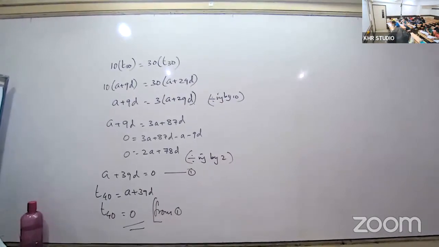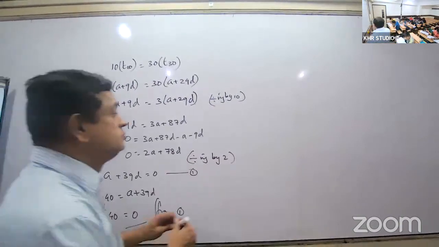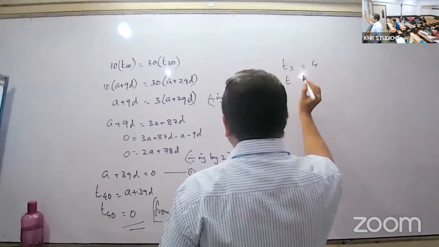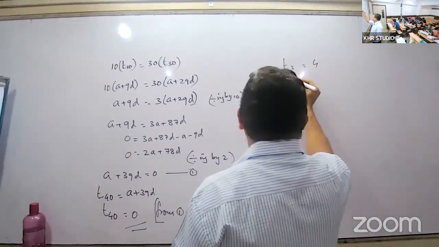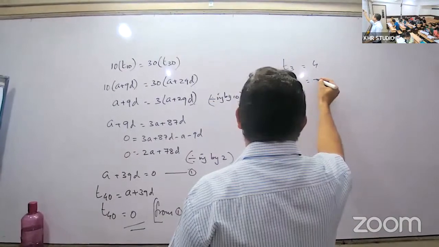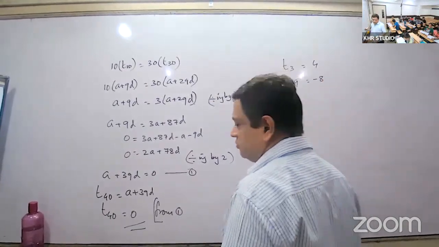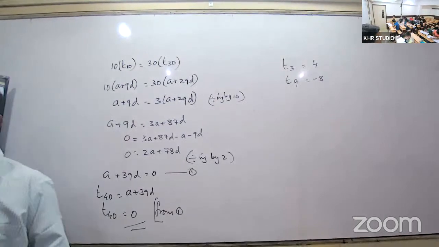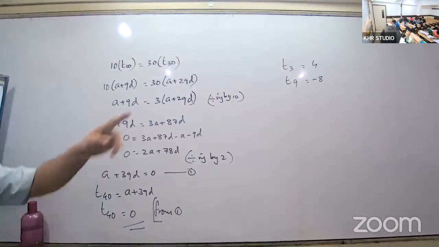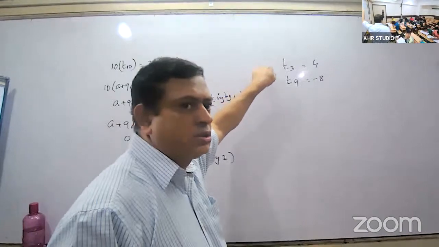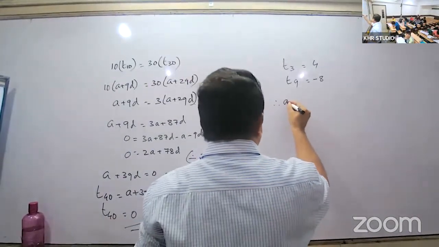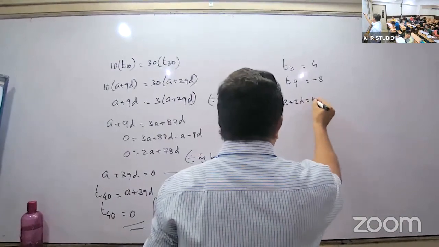So, T3 is equal to, all of you do it yourself. T3 is equal to how much is given? 4. T3 is equal to 4. Then T9 is equal to -8. Use the formula and find out the value of A and D. You have to find out which term is 0, the value of N. So T3, what is the formula? A plus 2D. Therefore, A plus 2D is equal to 4.